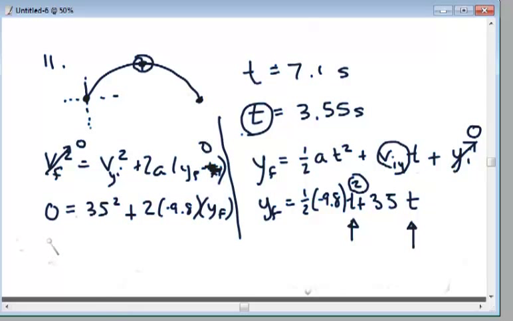Then we put a minus 35 squared on this side of the equation, bring that over, equals negative 19.6, 2 times 9.8, negative 19.6 yf. Divide both sides by negative 19.6. And there's our yf. That'll get us there as well. Don't forget the square on that 35, like I almost did.